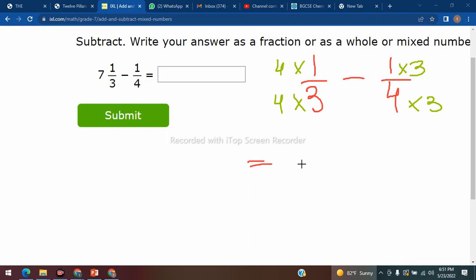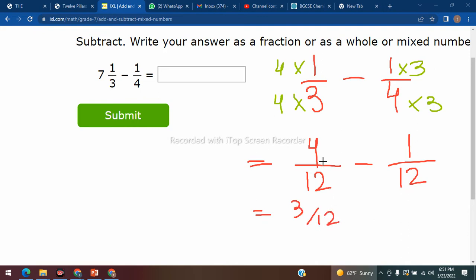And so 4 times 3 is definitely 12. 1 times 4 is definitely 4. 4 times 3 is 12, 1 times 3 is 3. And so we are left with 4 minus 1, which is 3. So this is 3 over 12, because 4 minus 1 is 3, and 12 at the bottom we keep. And so 3 over 12, we know that to be 1 over 4, because 3 goes into 12 4 times. So we have 1 over 4 as our fractional part.